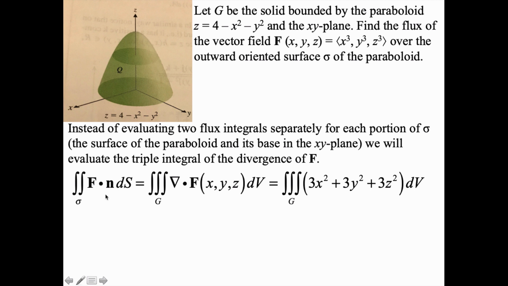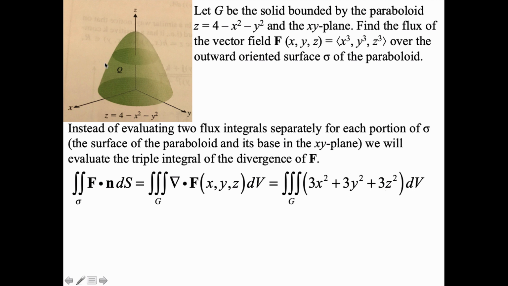So again, we now know from the divergence theorem that the double integral over the surface of F dot n dS is equal to the triple integral of the divergence of F. Well, F was x cubed, y cubed, z cubed. For the divergence, just take the partial derivatives with respect to x, y, and z of each component, and here we get the integrand: 3x squared plus 3y squared plus 3z squared.